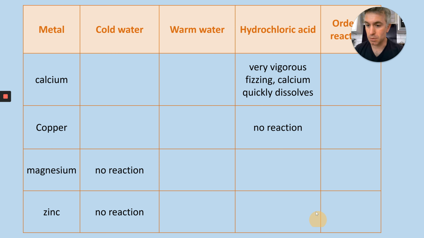So, for example, if we know that zinc has no reaction with water and zinc's more reactive than copper, we can fill that one in straight away. Copper has no reaction with cold water. No reaction. Like that. If it has no reaction with cold water, and it also has no reaction with hydrochloric acid, with warm water, it's also going to be no reaction.